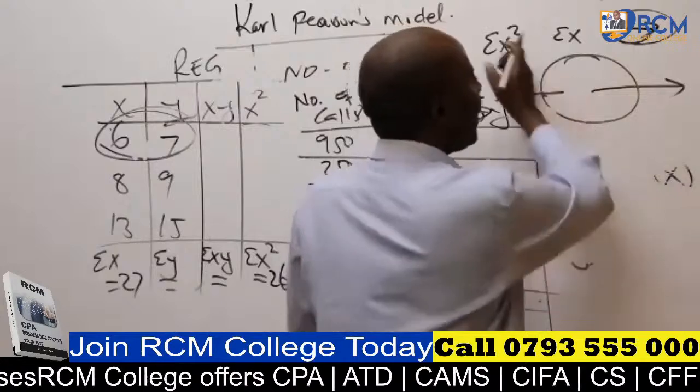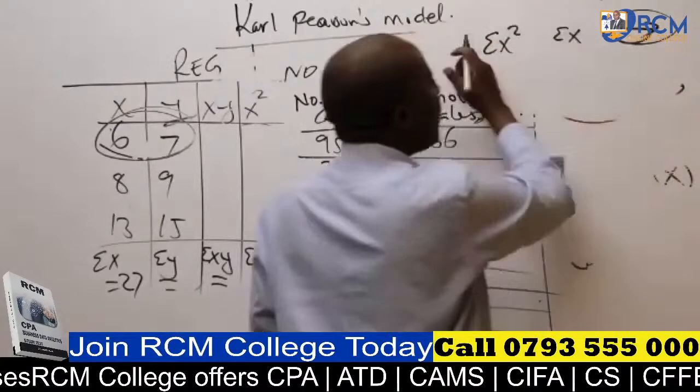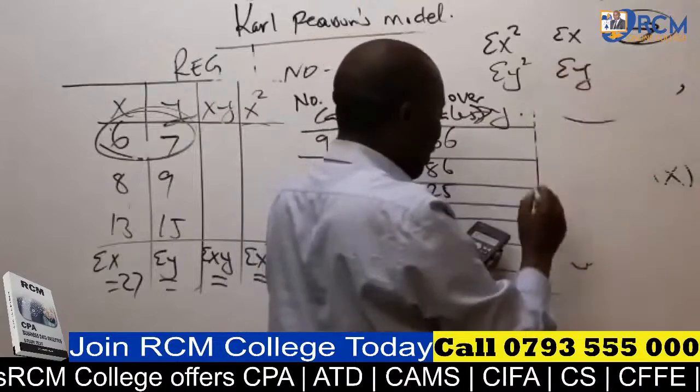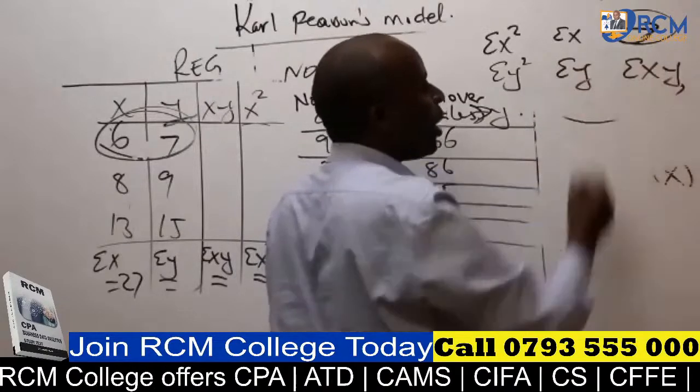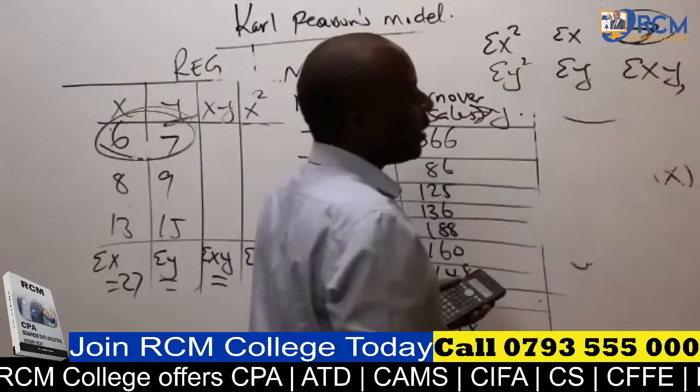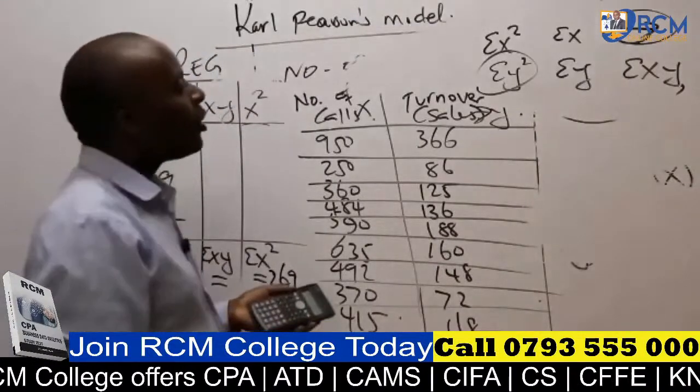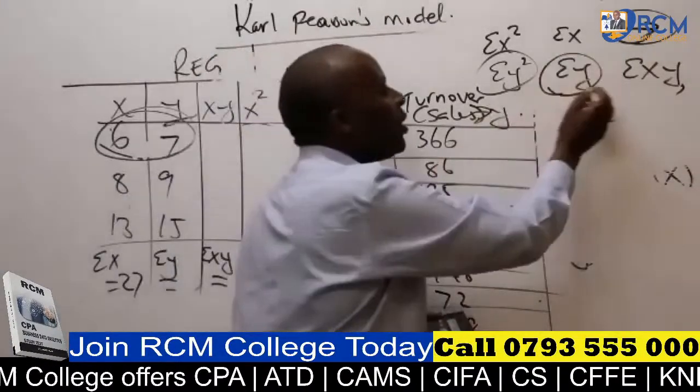When it changes, what are you able to see? You are able to see summation of y squared, summation of y, and summation of xy. I don't want summation of y squared for regression. For regression, I'll be interested in this and this.